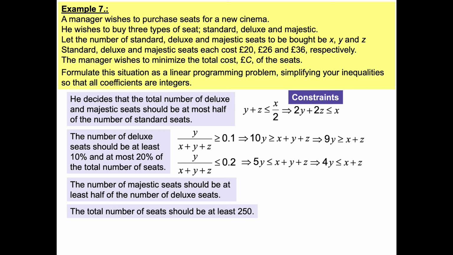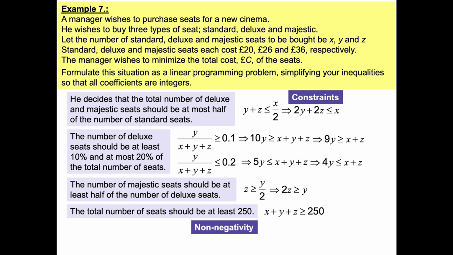Then the next constraint that is given is the number of majestic seats should be at least half of the number of the deluxe seats. This is quite easy, because z must be greater than or equal to half of y, because it must be at least half of it. This can be simplified to 2z is greater than or equal to y, so we satisfy the integer coefficients condition. Then the last one is the easiest, because their sum must be greater than or equal to 250.